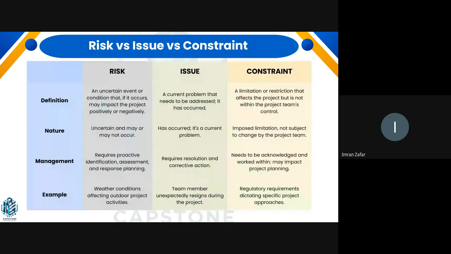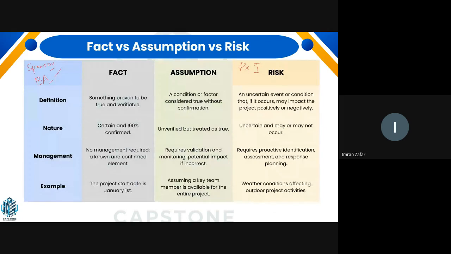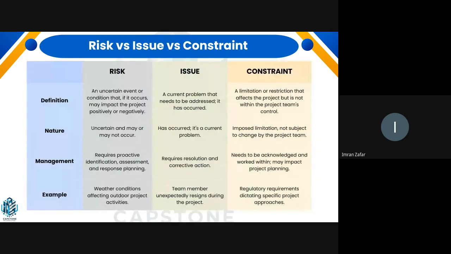So, I think we talked about this already. As important as it is to know the difference between the assumption and risk, similarly, it is important to understand the difference between risk, issue, and constraint.